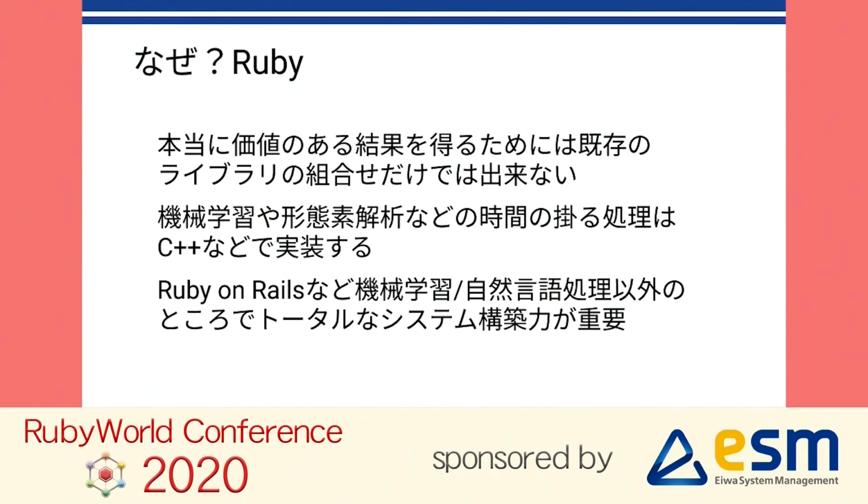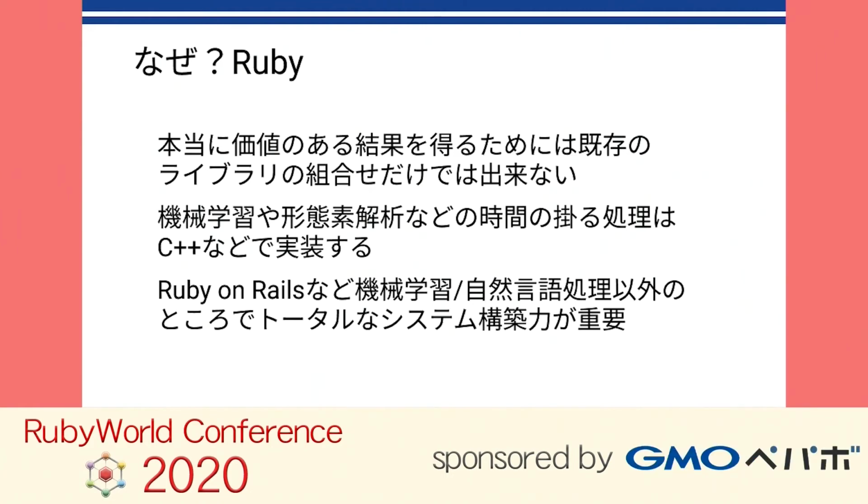So why Ruby? This is the response. In order to have valuable results, we cannot do this with just a combination of existing libraries. Time-consuming processes like machine learning and morphological analysis are done by C++, and therefore we use another system for the time-consuming processes. So with Ruby on Rails, machine learning, and natural language processing, we have to establish a system as an entire system. That is very important.